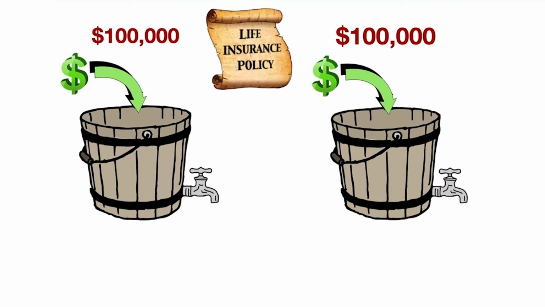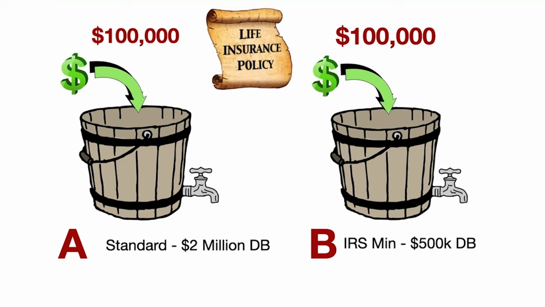Let's say over the next 5 years, you plan to put $100,000 into an IUL for future retirement income. Design A uses the target death benefit of $2 million. Design B uses the IRS minimum required death benefit of only $500,000. With Design A, the $2 million death benefit charges drain a high portion of the money, whereas when you use a lower death benefit with Design B, the mortality charges are much less, leaving more money in your policy.